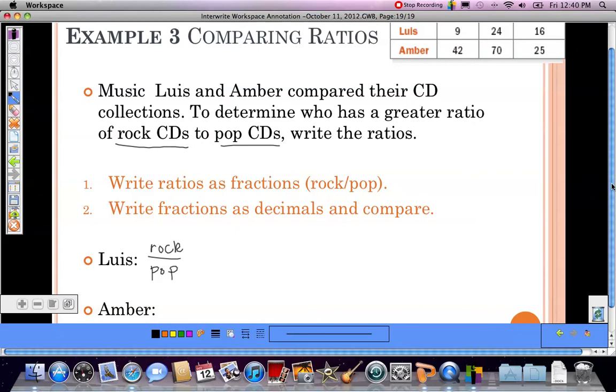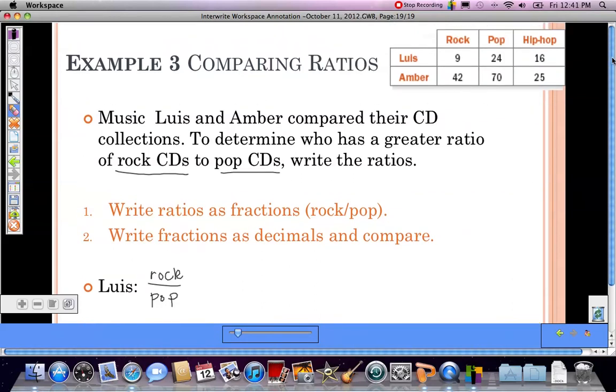It looks like Luis has, okay, there we go. He has 9 rock CDs and 24 pop CDs. Now, this is his ratio of rock to pop. My suggestion would be to always simplify first. 3 would be a common factor, so 9 divided by 3 is 3. 24 divided by 3 is 8.